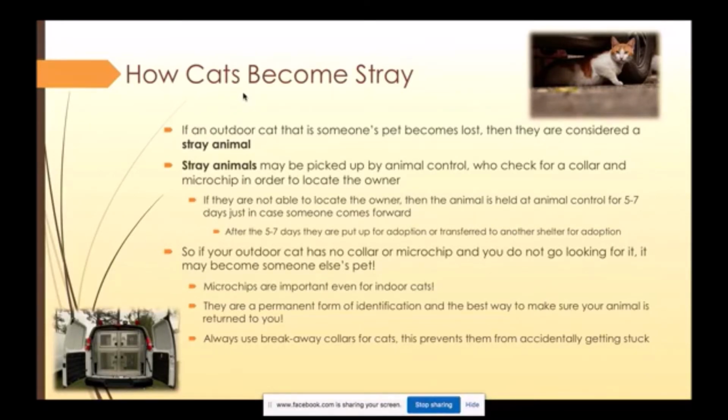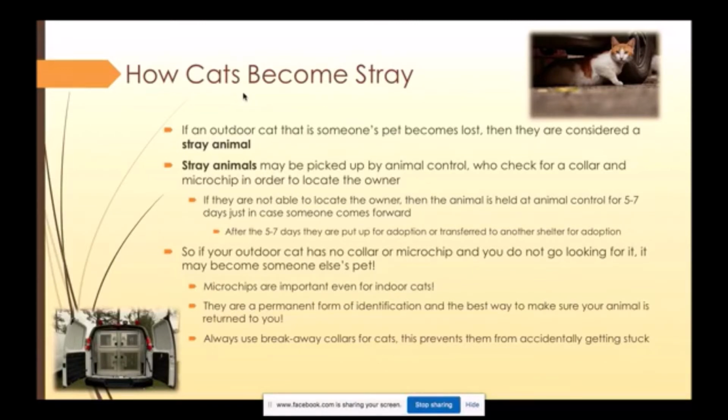So if your outdoor cat doesn't have a collar or microchip, and you don't go looking for it at the different animal controls in your area, it may end up becoming someone else's pet. And like I mentioned, there's really no way to tell the difference between a stray cat and an outdoor cat. To animal control, outdoor cats are breaking the law. All animals found outside are kind of considered strays. How are we to know if they're lost or not?